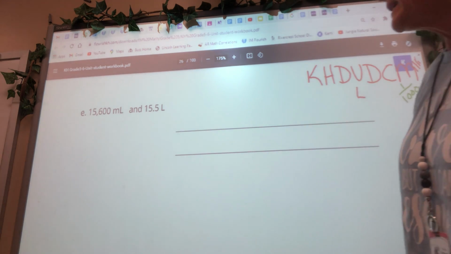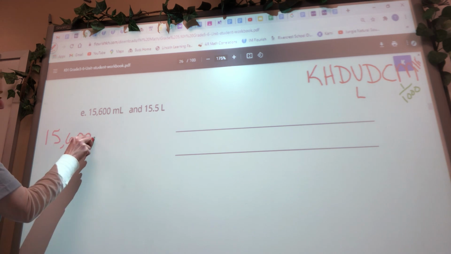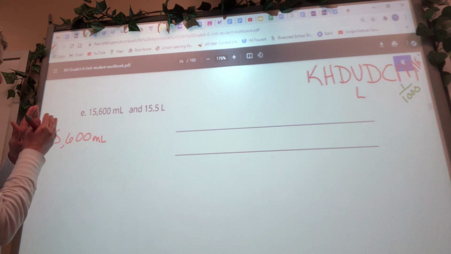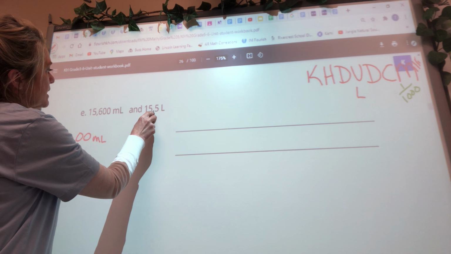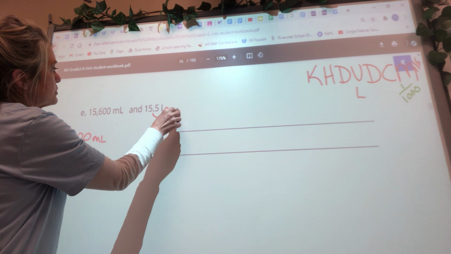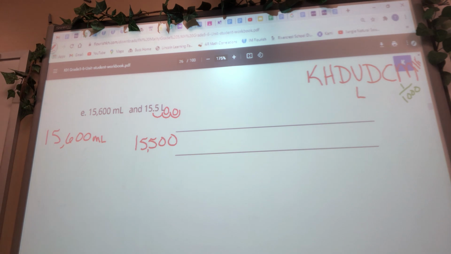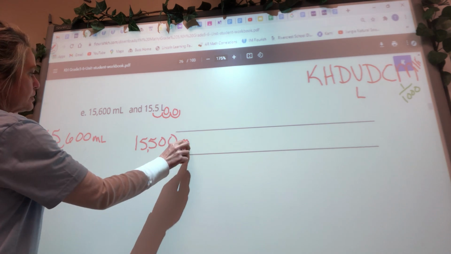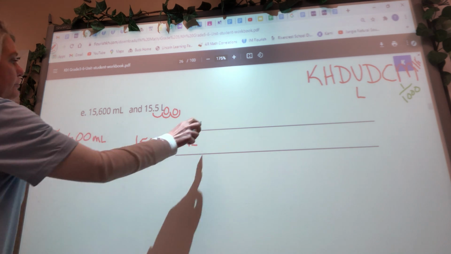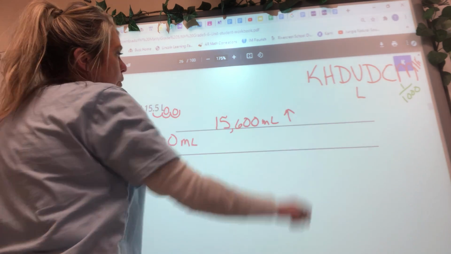All right, 15,600 milliliters. Okay, and this one's in liters. So if we want to get them the same, it's 3 multiples of 10, 3 place values. So 1, 2, 3. There's the 5's in that loop, so this would be 1, 0, 2 zeros. Well, 15,600 is just a little bit bigger than 15,500. So the 15,600 milliliters is more.